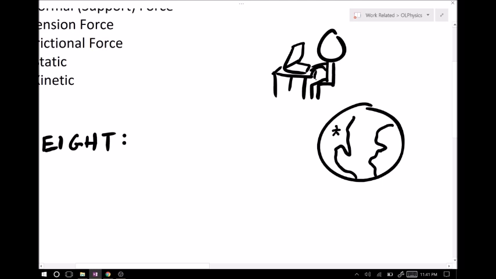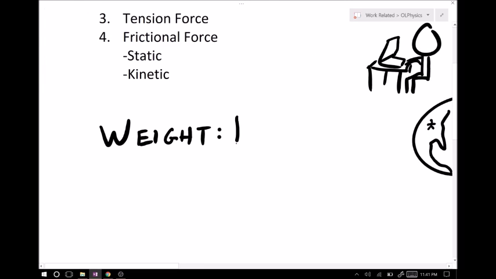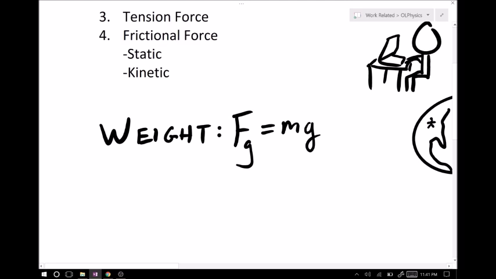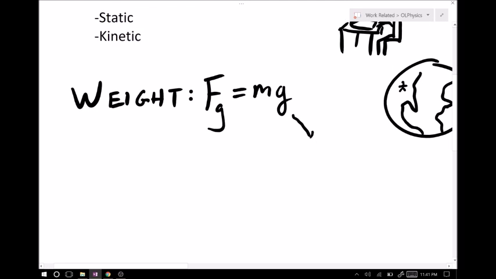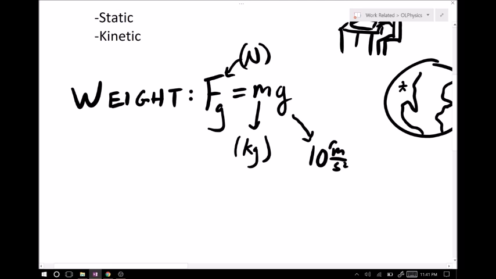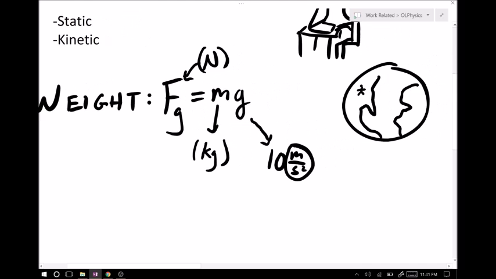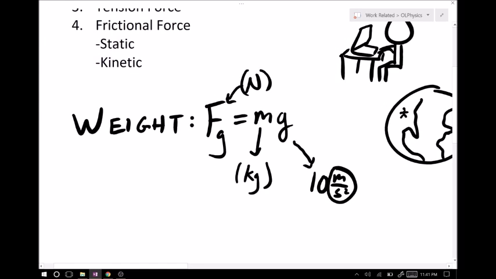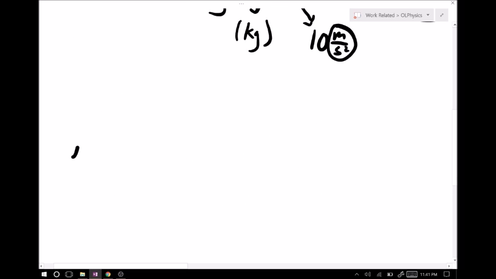But for now, all you need to know is simply this: the force due to gravity, known as weight, is equal to your mass times the gravity of the planet that you are on. On Earth, it's usually 9.81 meters per second squared, but we're just going to round it up to 10 meters per second squared. Your mass is always going to be measured in kilograms. This force, since it is a force, is measured in newtons. And gravity is measured in meters per second squared. So we have weight. Now, we have normal force.